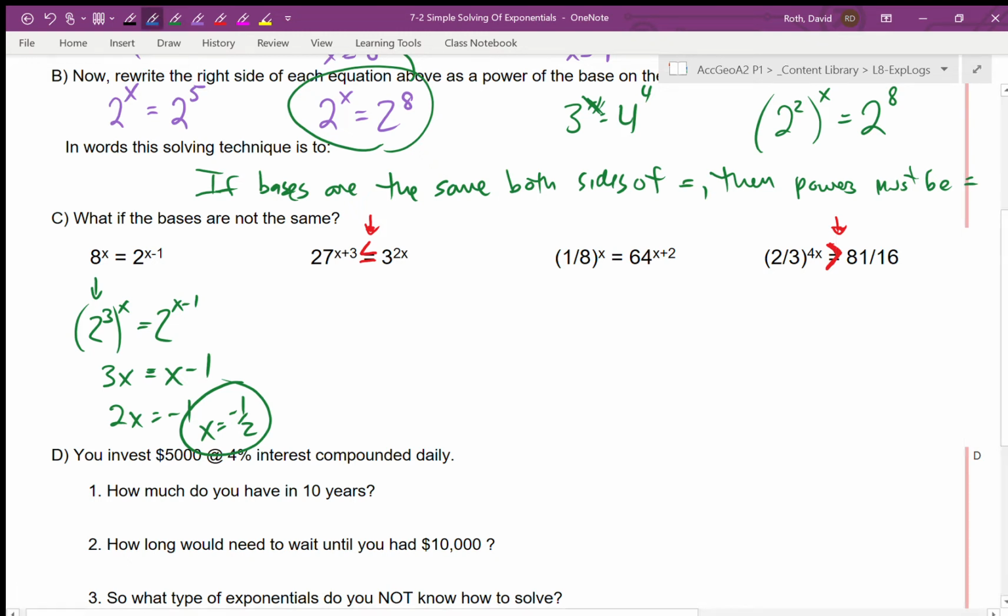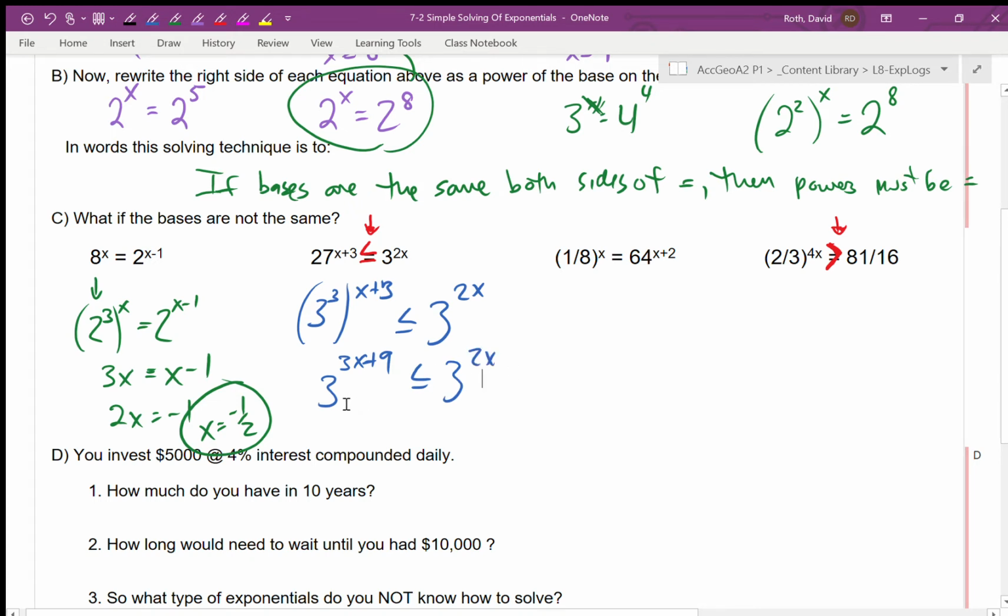So I'll use blue. Hopefully everybody saw that 27 is 3 cubed. And then I'll have my x plus 3, less than or equal to 3 to the 2x. Now, if I have a base of 3 on both sides, this is the same as 3 to the, remember I'm going power to a power, I'm going to multiply 3 times x plus 3. That'd be x plus 3, right? No, wait, 3x plus 9 is less than or equal to 3 to the 2x.